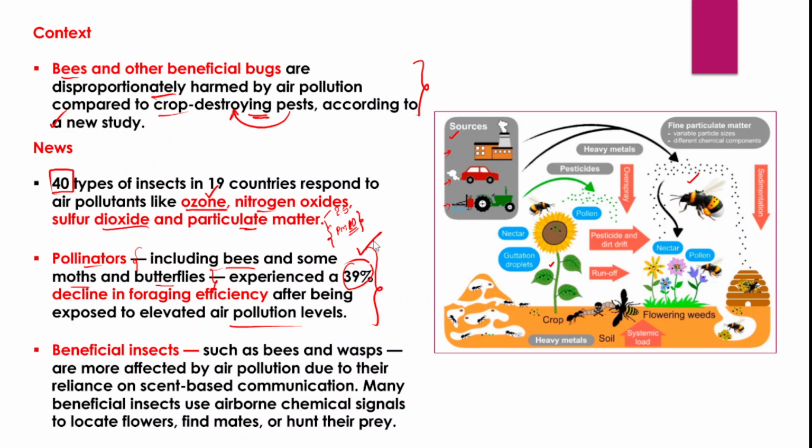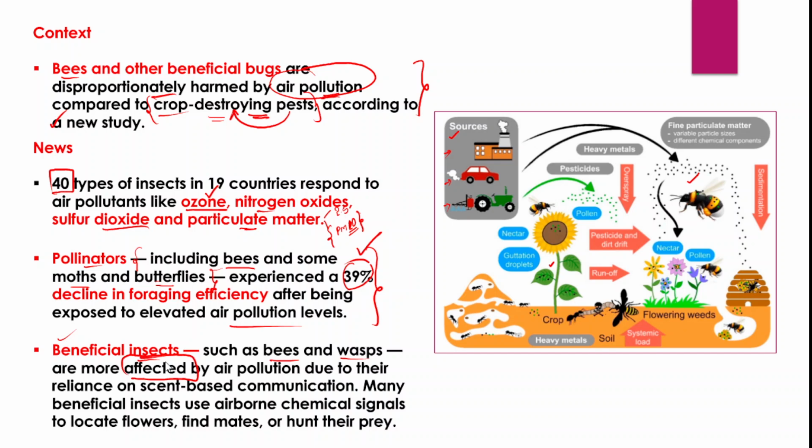However, there are other beneficial insects also, right? We talk about moths, butterflies and bees. All these are beneficial insects, such as bees, wasps. So these beneficial insects are more affected due to air pollution compared to some other insects or pests which are destroying the crops, right? So it would be good if air pollution actually harmed the crop-destroying pests, but instead of harming the crop-destroying pests, air pollution has been harming or affecting the beneficial insects such as bees, wasps, butterflies and moths.